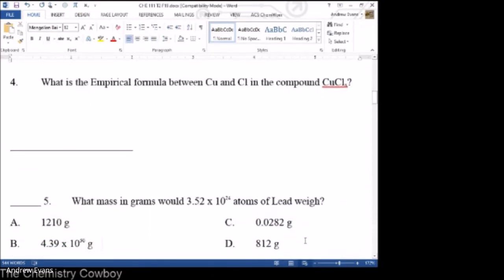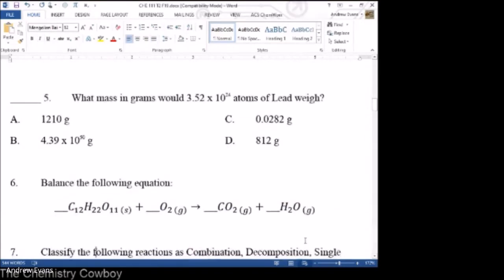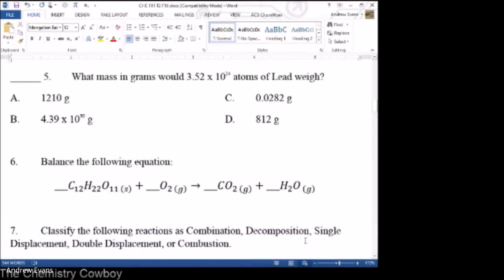Okay. Number 5 is maybe twice as hard as what you might see on the test, in that it combines two steps together. It is saying, what is the mass in grams of this many atoms of lead? How much would that weigh? This combines the conversion of atoms to moles, and it combines the conversion of moles to grams.